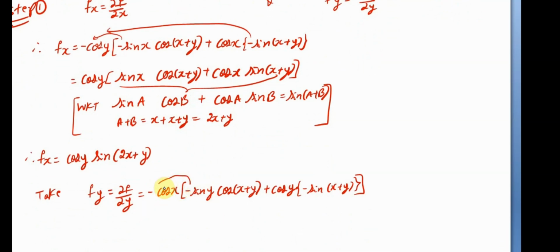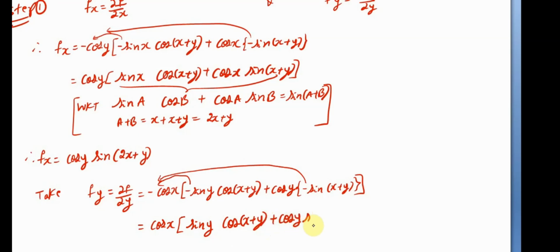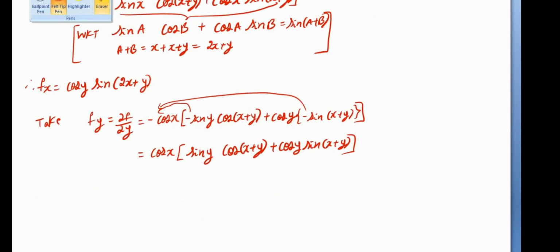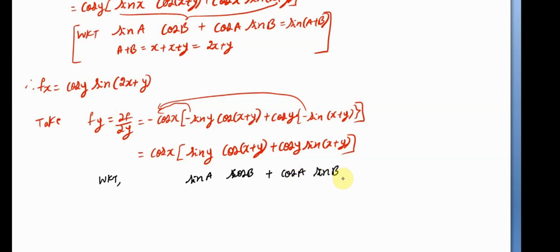So again here minus, and this minus will become plus. I will take out minus outside. So what will remain here, students? It is cos x in the bracket, sin y cos(x + y) plus cos y sin(x + y). So please remember the formula here, students. If you remember the formula, we know that sin a cos b plus cos a sin b is equal to sin(a + b).